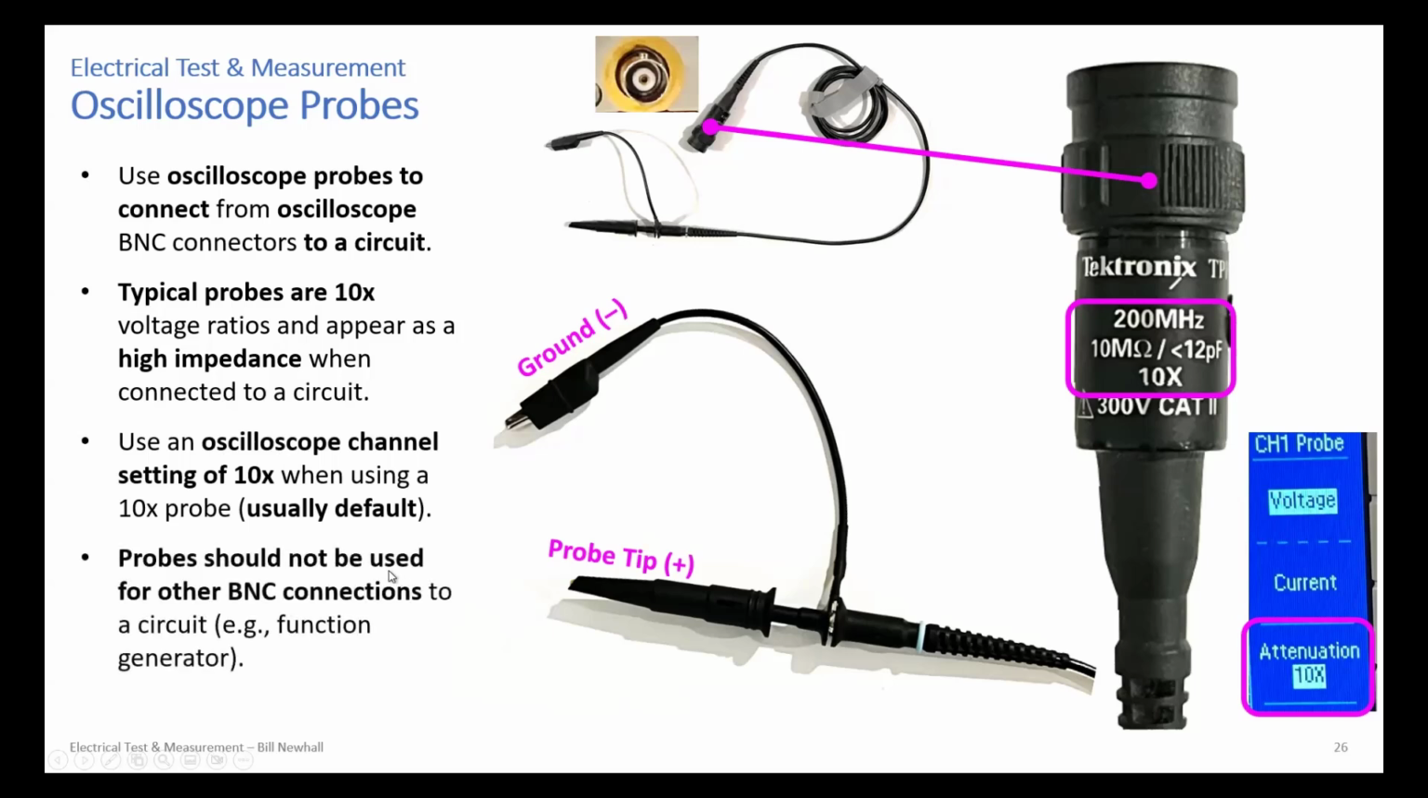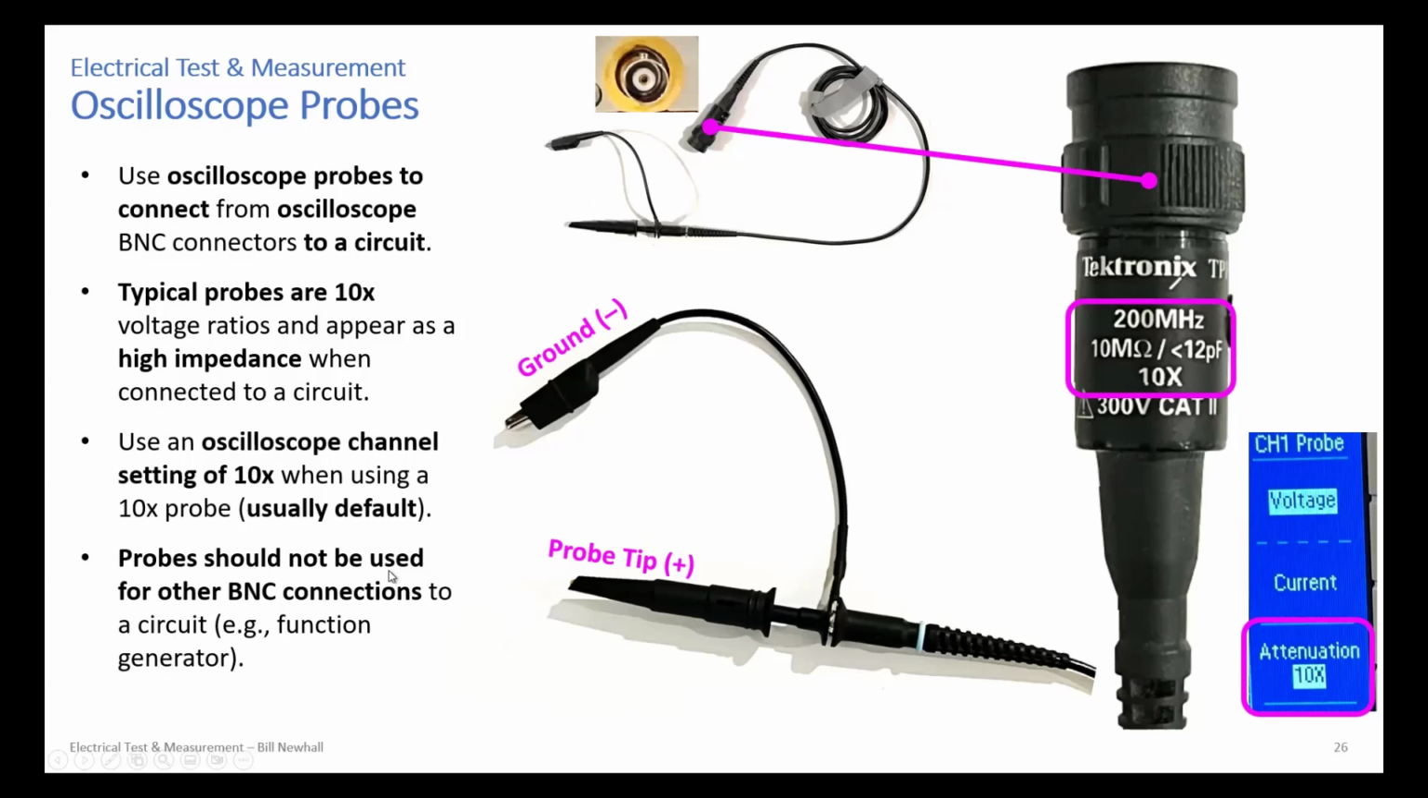Okay, and probes should not be used for other BNC connections. Like you have a function generator that outputs a voltage, let's say 0 volts to 5 volts, something like that. It's tempting to use an oscilloscope probe to connect to the BNC of the function generator and then clip your probe on, because it has nice convenient clips on it, to your circuit. But if you have a 10x probe, you're not going to see on the output of your oscilloscope probe what you expect. So just don't use these as BNC to alligator clip cables. They're not appropriate for that.